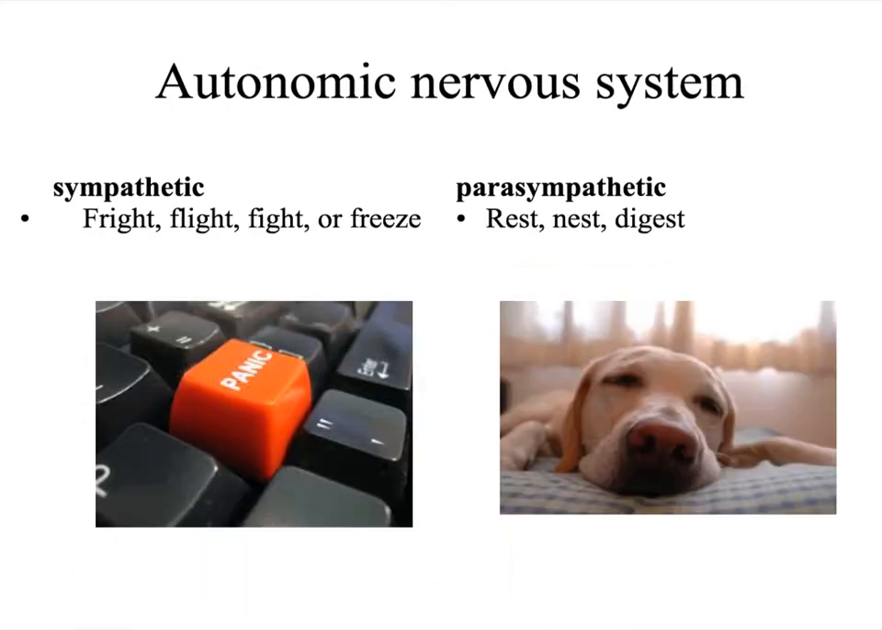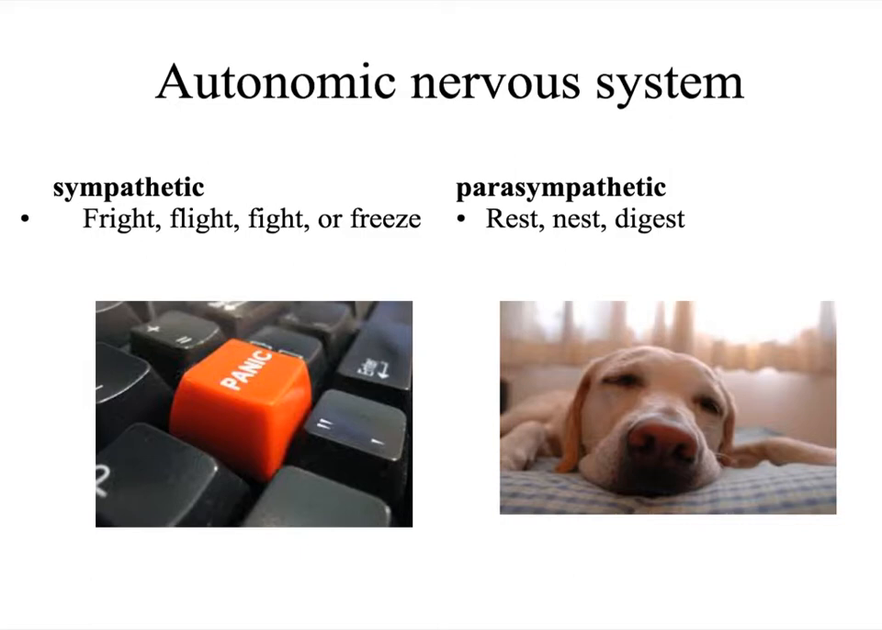And then finally, the autonomic nervous system is divided into the sympathetic system, which is your fight, fright, flight, and freeze, and your parasympathetic system, which is your rest, nest, and digest. In other words, the sympathetic system is going to be the system that controls functions that would help you escape a danger. It's going to increase your heart rate, the force of cardiac contraction. It's going to dilate the passageways in your lungs, so you can get more oxygen to escape. It's going to increase your blood sugar, so you've got more energy. It's going to decrease your immune system or your inflammatory response.